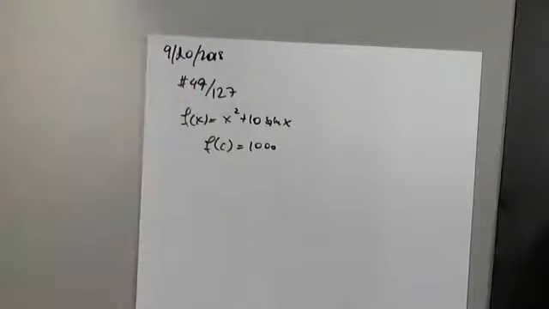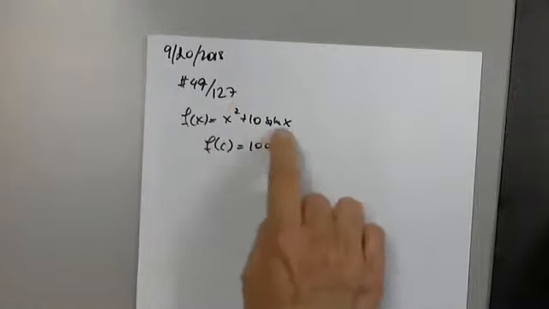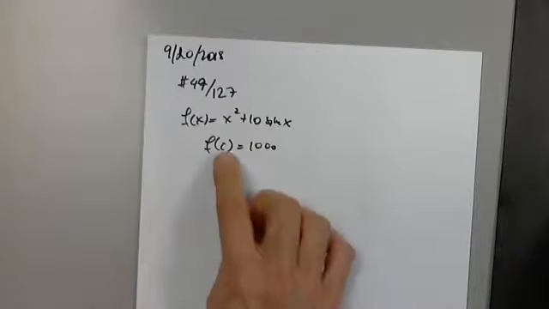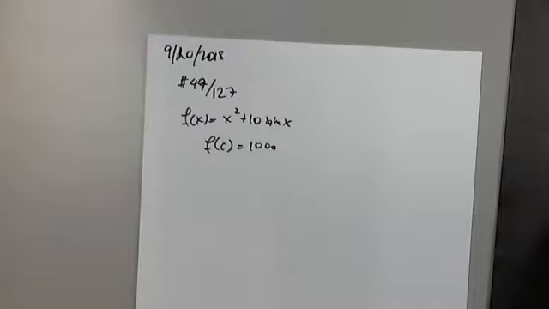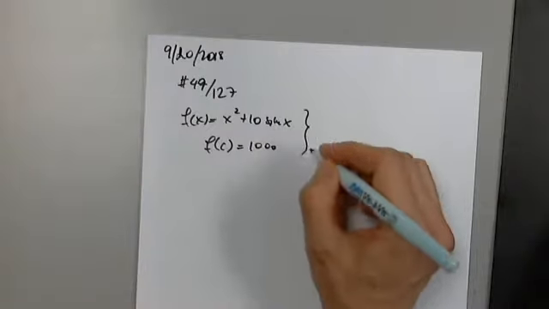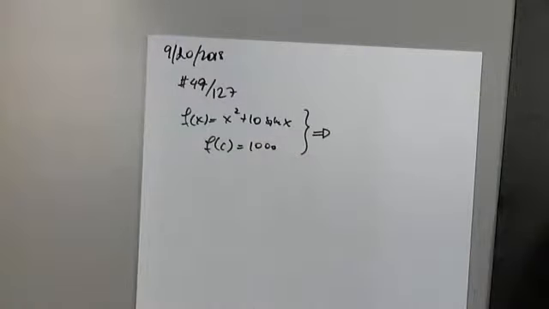We're asked to use the intermediate value theorem to show that for this particular function, there exists a value of x, c, some value, such that f of c is 1,000. Okay? What do you think we have to do first? Find the interval where state the intermediate value theorem.